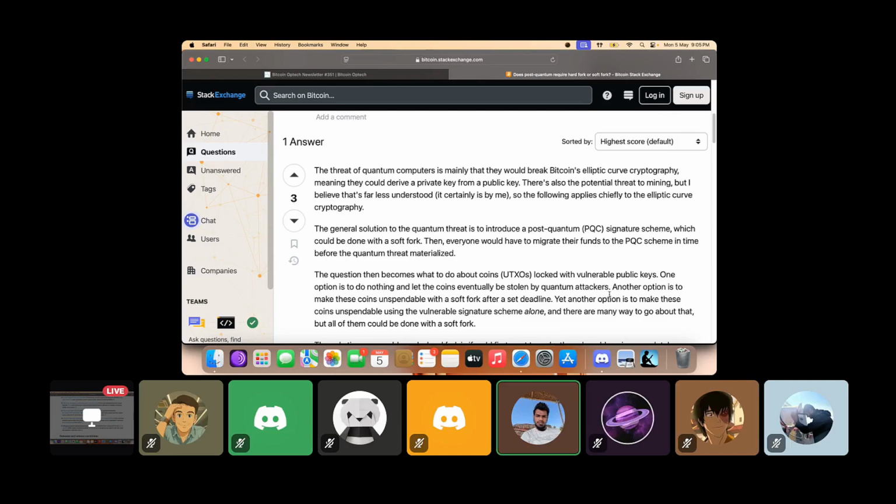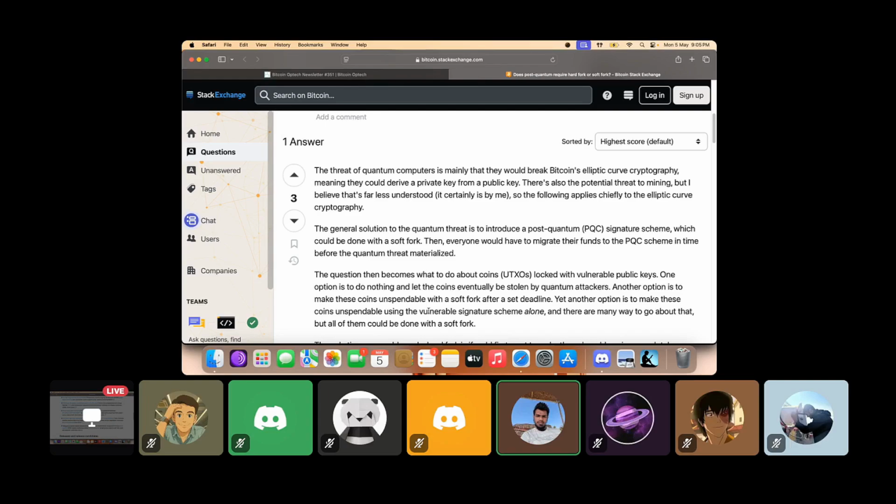I mean, the onus is on them. If they lose their coins, they lose their coins. Another option is to make these coins unspendable with a soft fork after a set deadline. Okay, another option would be that you burn these coins. You give a deadline to all the people who own coins that are associated with quantum vulnerable addresses, and you give them a deadline to upgrade to a quantum resistant address.